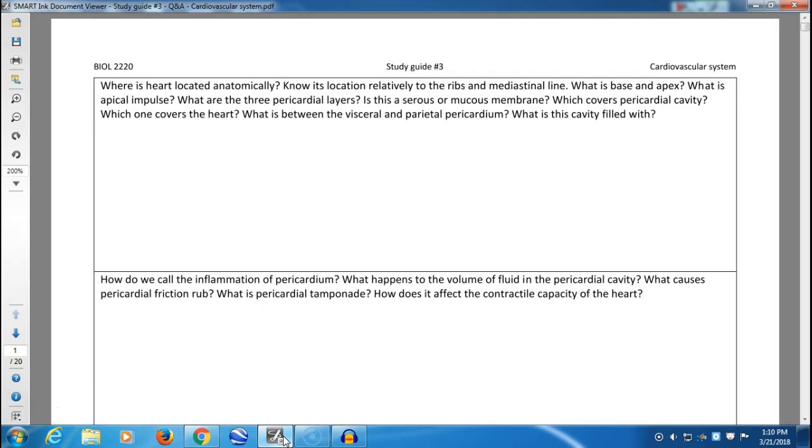So, this thing shows up. Basically, anatomically, when we talk about the heart, you need to understand the position, you need to understand the base and the apex and apical impulse, like the heartbeat, okay?